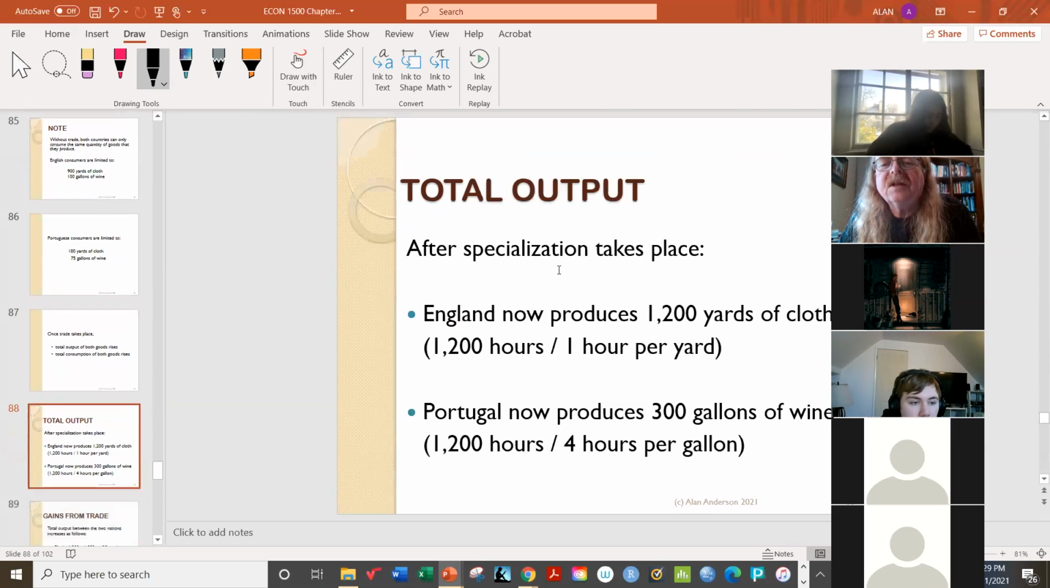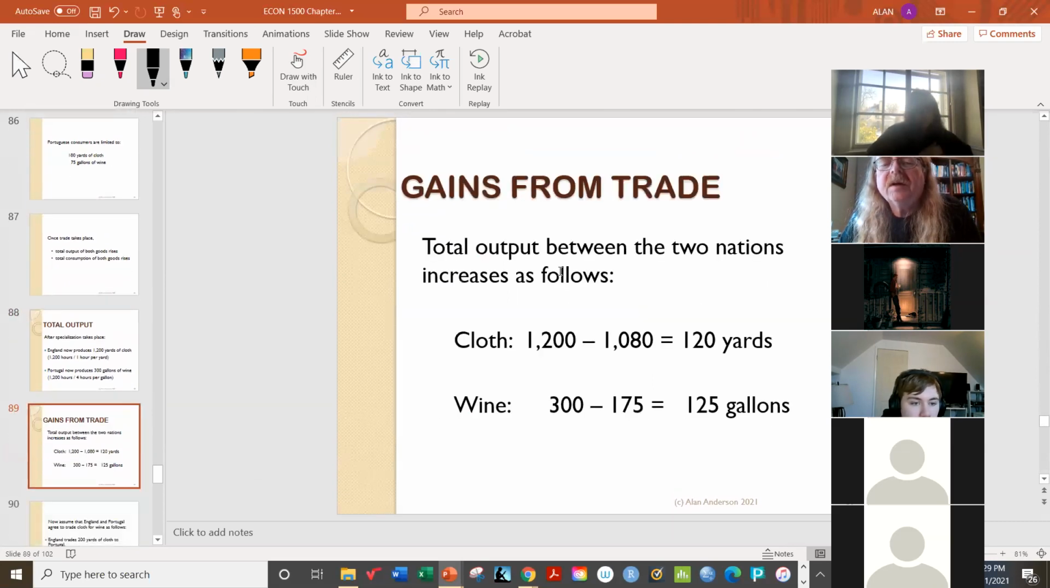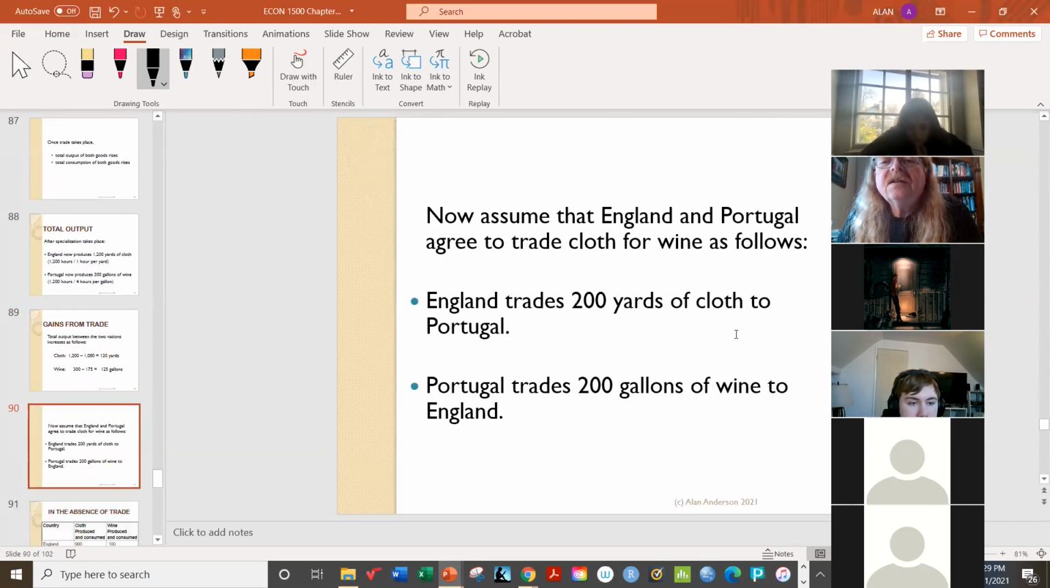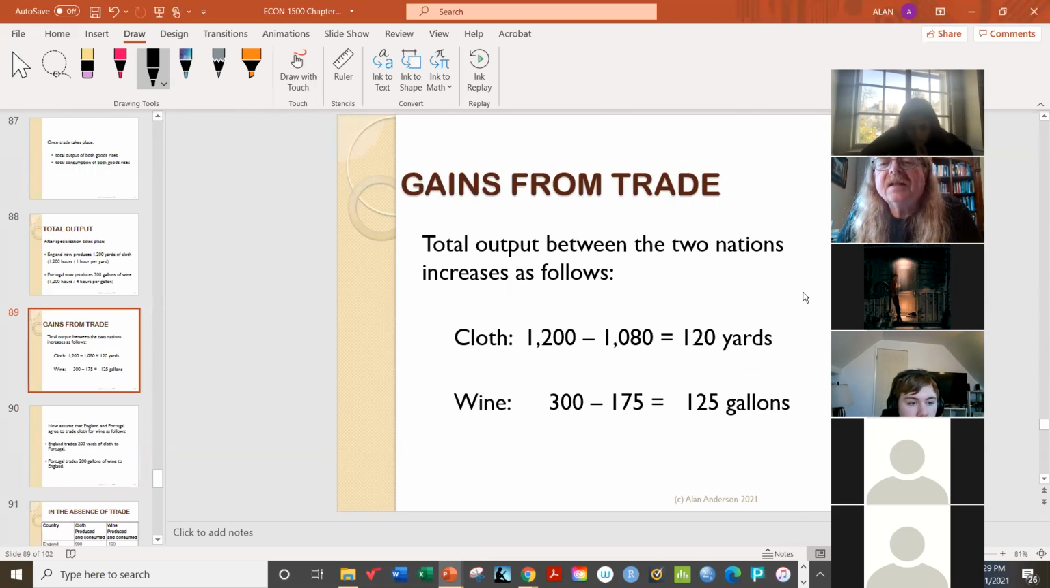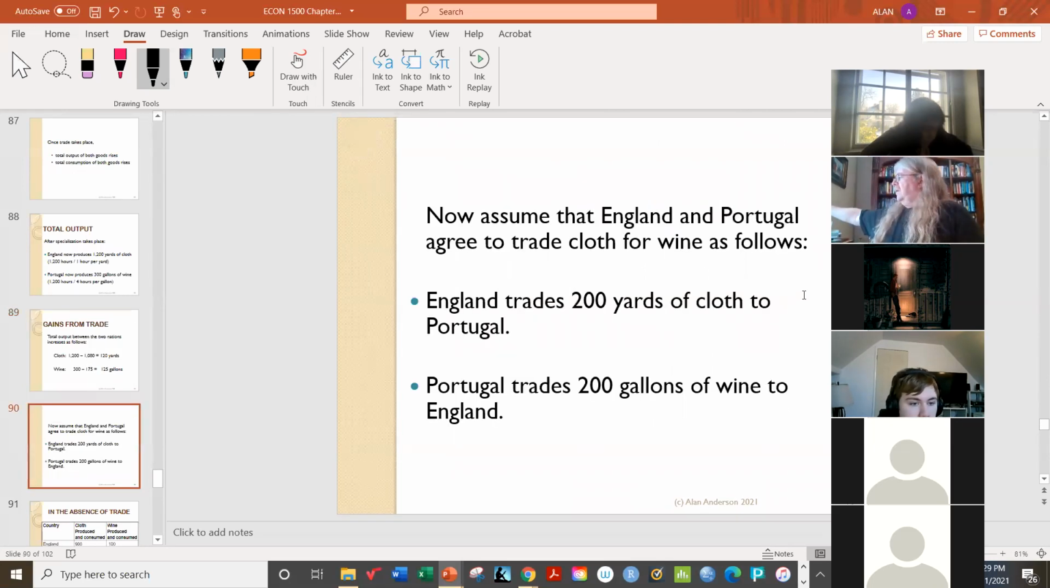I've got a summary table here somewhere. There we go. Just as we saw, the total cloth output goes up by 120 yards, and the total wine output goes up by 125 gallons. Now, let's assume that after specialization takes place, they agree to trade 200 yards of cloth for 200 gallons of wine. It's very simple. England has more cloth than they need, so they agree to trade 200 yards of cloth. Right now, they have no wine at all, and they want wine, so they're going to import 200 gallons of wine from Portugal. Now, the question is, where does that put them compared to where they started out?